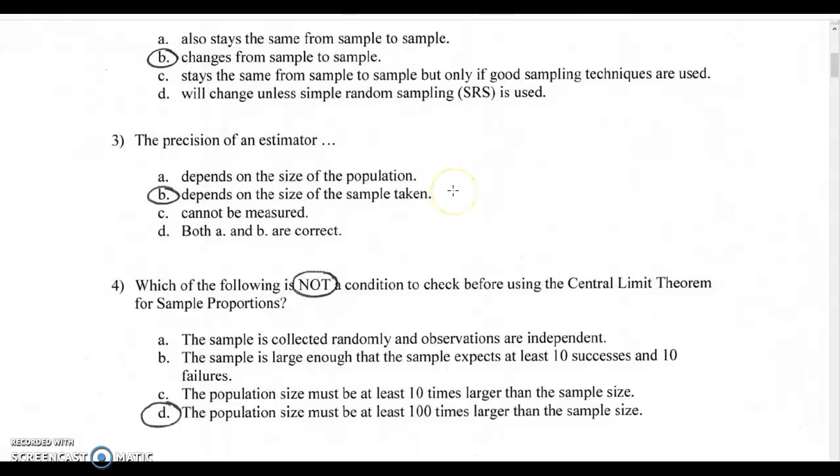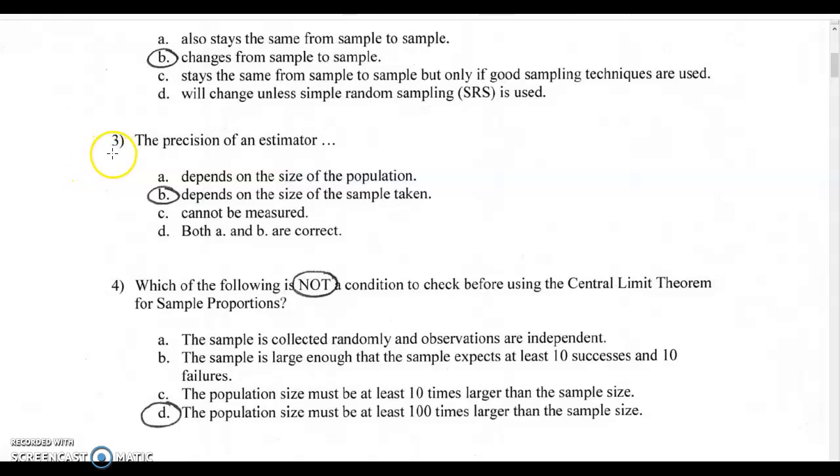Using the central limit theorem, we know that as long as those three conditions are met, right, random independent sample, large sample, and big population, then the p-hat comes from the sampling distribution of p-hat, which is normal with a mean of p, and a standard deviation of that standard error, which is the square root of p times 1 minus p divided by n.